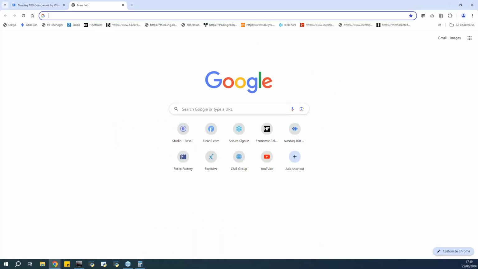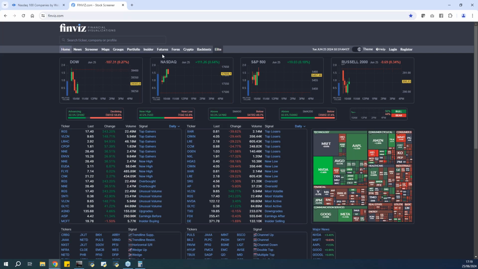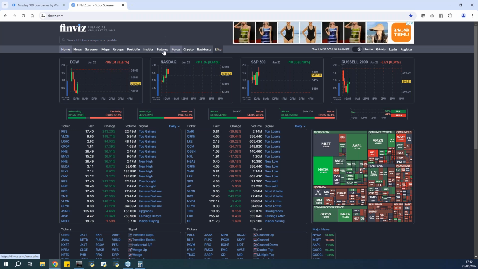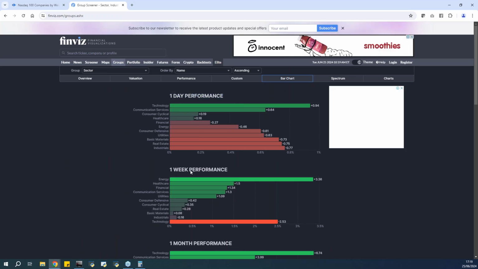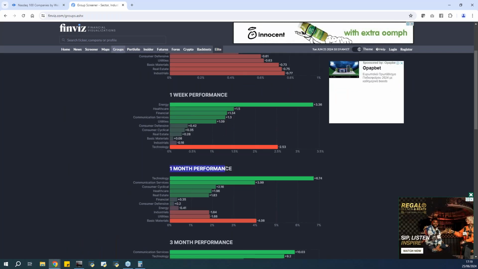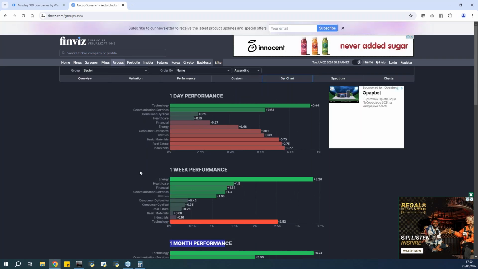The other thing for us to take into consideration, ladies and gentlemen, if you go to Finviz, there's a couple of things for us to take into consideration. Two things I'll actually make a note of. The first thing I want to make a note of is the day's performance, the week's performance, and also the month's performance, and so on and so forth. This is something for us to take into consideration. This will split up the stocks into sectors.